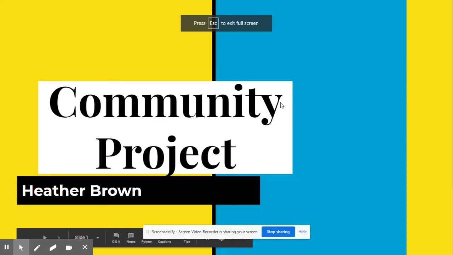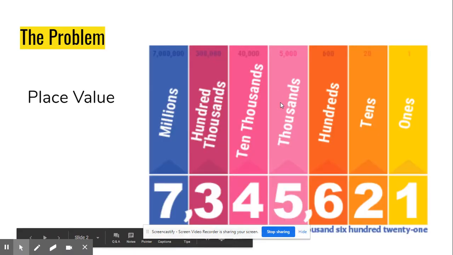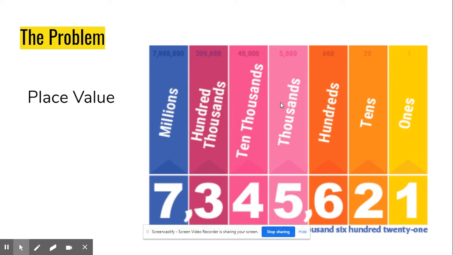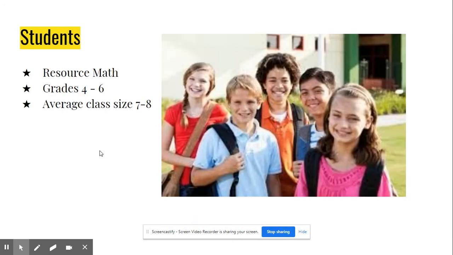This is a community project that I put together. The problem that Ms. Corbin was facing is place value in her resource math class. Students are grades 4 through 6 with an average class size of 7 to 8 students.